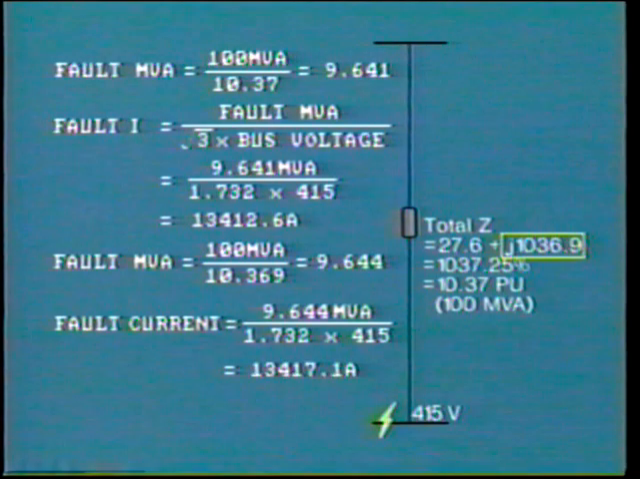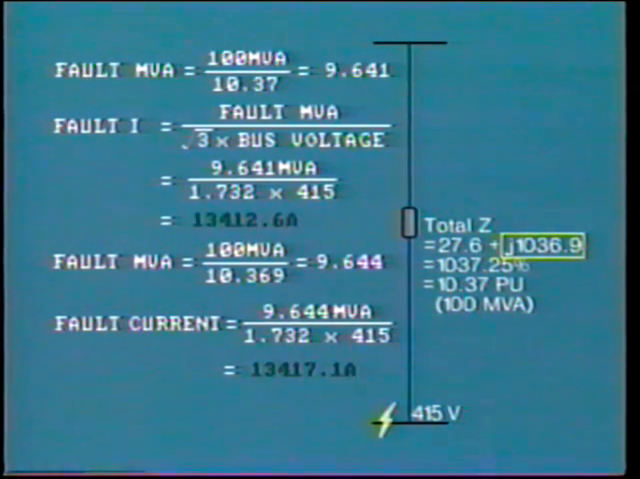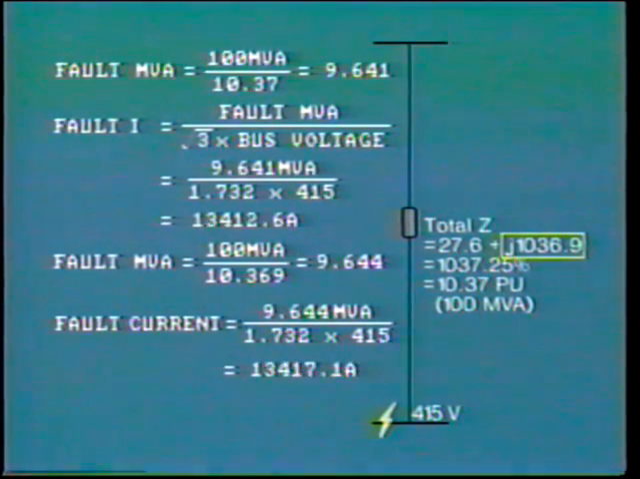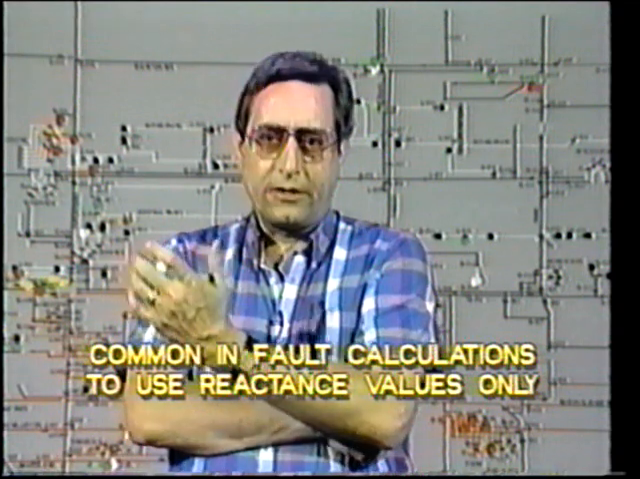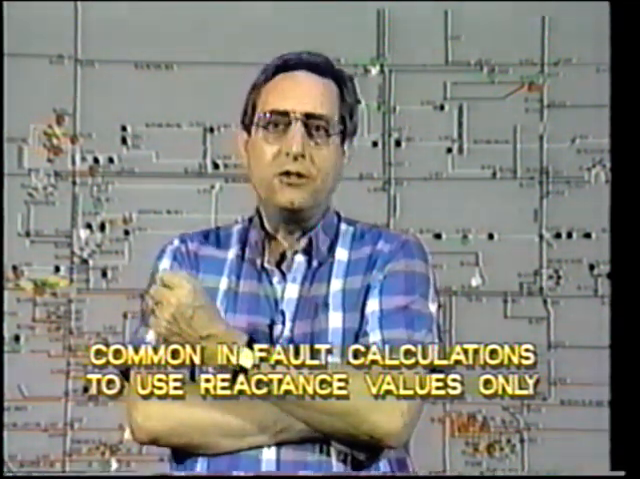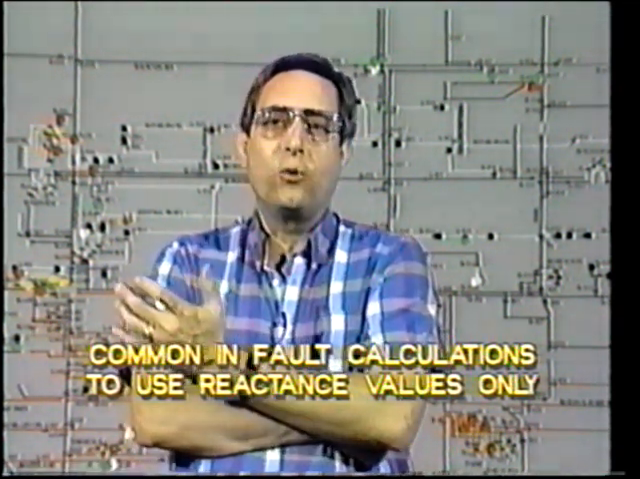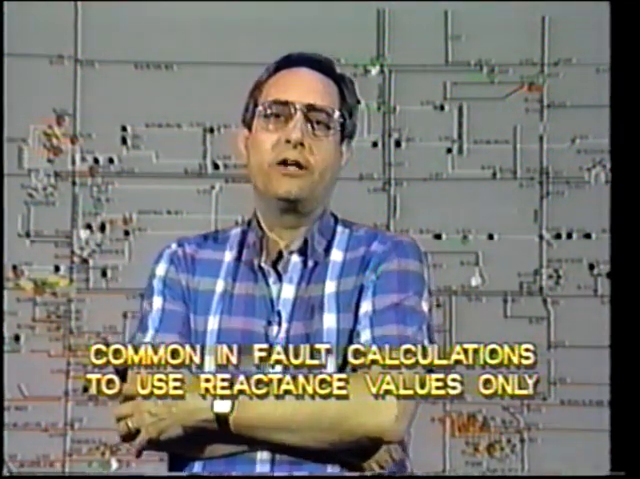Also note that the error provides a slight overvalue, which in relay calculation is probably preferable to an undervalue. For this reason, it's very common in carrying out fault calculations to utilize the reactance values only. This is especially so when generators and transformers are included in the system.